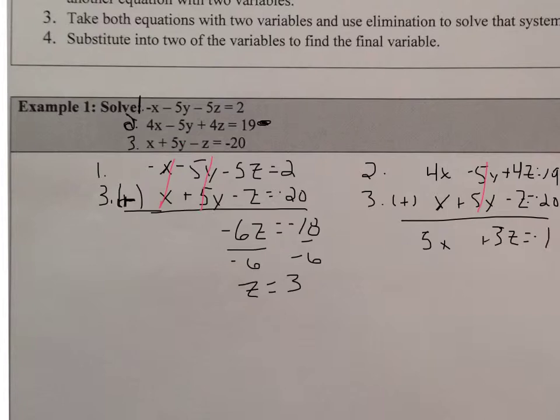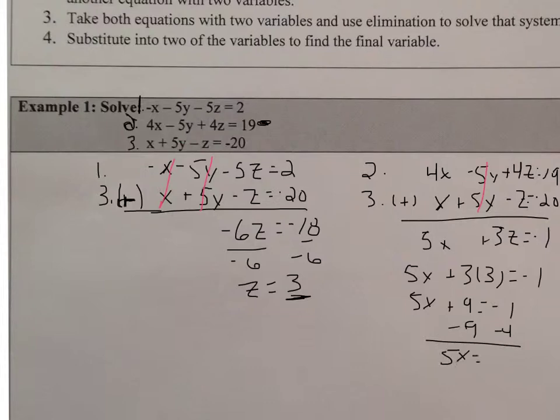But we also know that z equals 3 from before. So I can plug in my 3 for z, and that would leave me with just one variable left. So I'd get 5x plus 9 equals negative 1. Subtract 9 from each side.